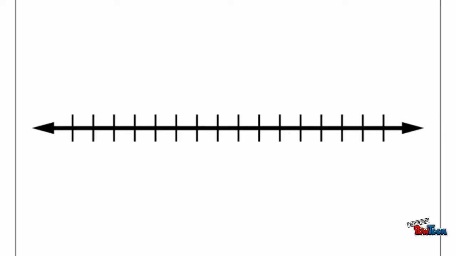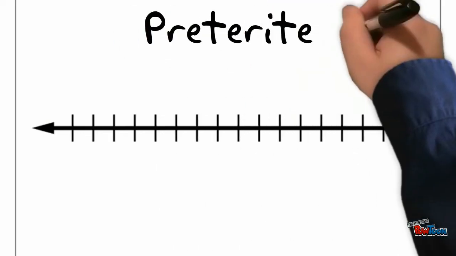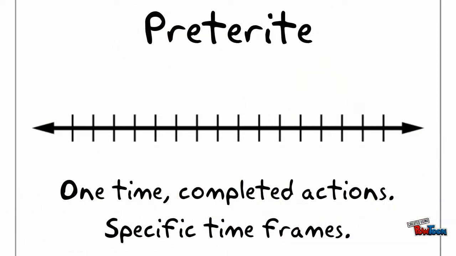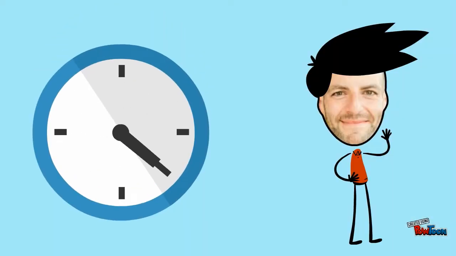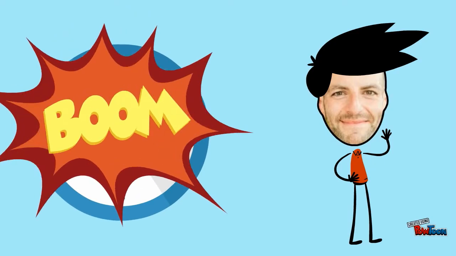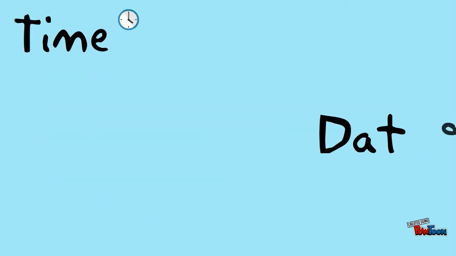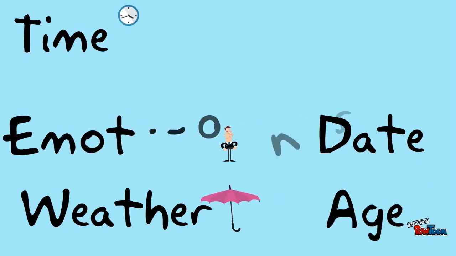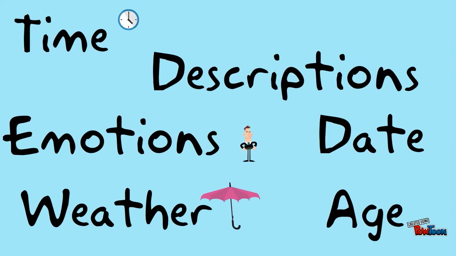You'll remember that the preterite tense is used to talk about one-time, completed actions in the past. They usually have specific time frames that could be marked on the timeline. The imperfect, on the other hand, is used to talk about repeated actions in the past or actions that did not have a specific or clear time frame. It can also be used to talk about time, date, weather, age, emotions, and to describe things in the past. Basically anything that's not a one-time completed action with a specific time frame.